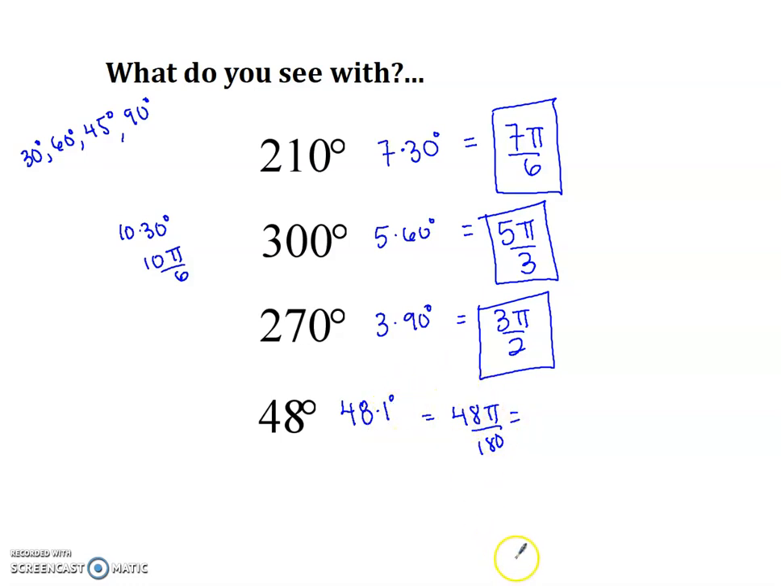And then from here, I'm just going to reduce it until I can't reduce anymore. So I'm going to divide everything by 6. So that'll be 8 pi over 30. Then divide by 2. That'll be 4 pi over 15. And then I cannot reduce anymore.